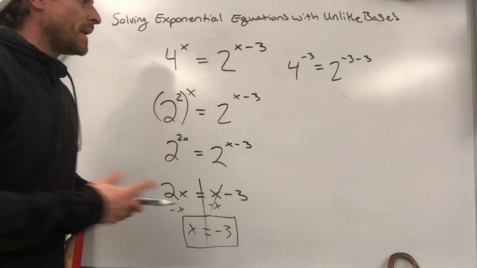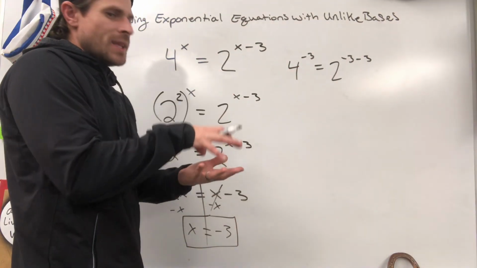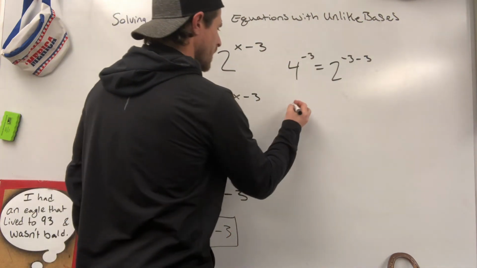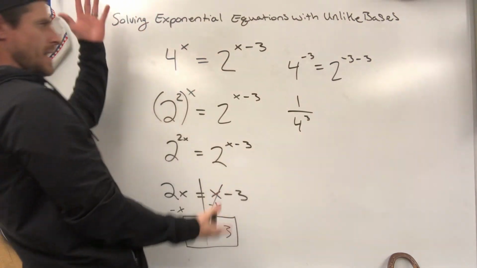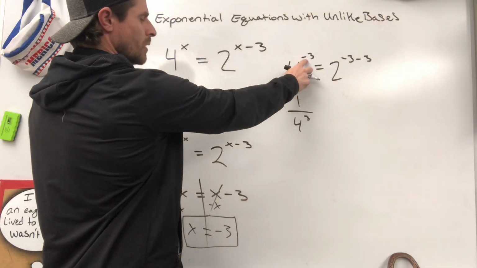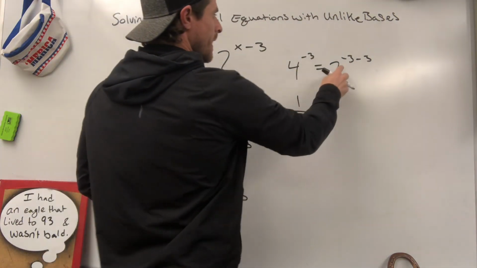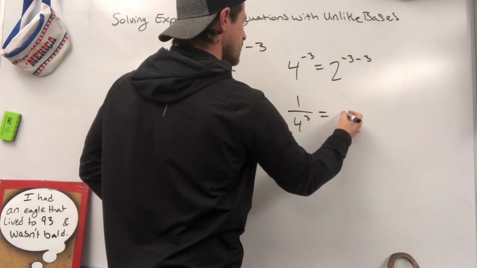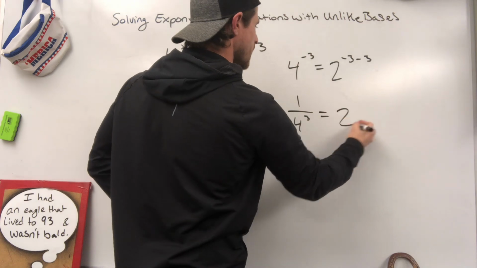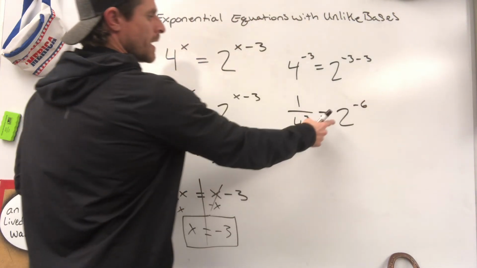Negative exponents basically just make numbers really small. So 4 to the negative third power is 1 over 4 to the third power. We should already know that if we're being asked to do something like this. We definitely should know what we do with negative exponents. And this is 2 to the negative 3 minus 3, which gives me 2 to the negative 6 power.